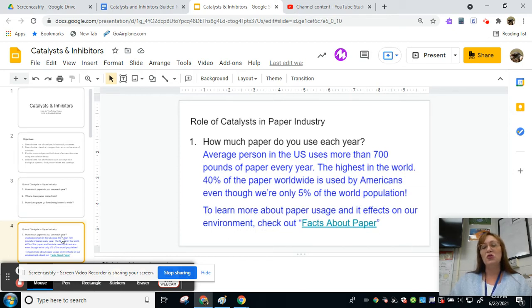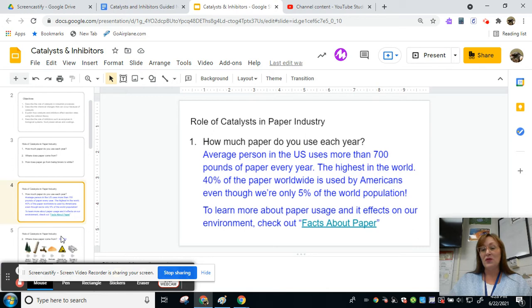So how much paper do you use in a year? Well, an average American is going to use 700 pounds in a year. That is a lot. 40% of the paper worldwide is used by Americans, even though we're only 5% of the world population. So like a lot of things, folks in America are using more than our fair share. If you want to learn more about paper usage and how it affects our environment, check out the link I gave you in the Google Slides. It's called Facts About Paper.